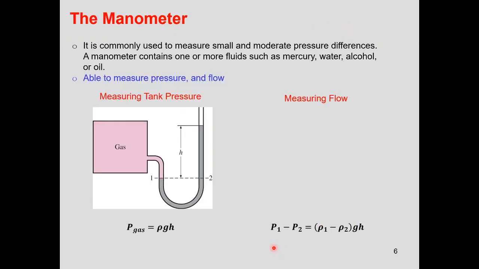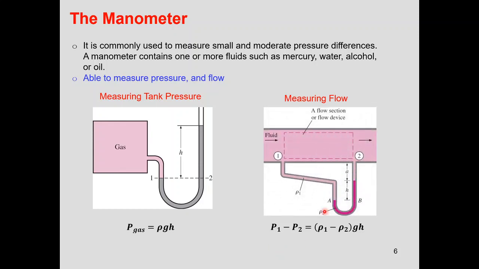Okay, we go to the second device used to determine the pressure at a location or in a flow. A manometer is commonly used to measure small and moderate pressure differences. A manometer contains one or more fluids, such as mercury, water, alcohol, or oil. It is able to measure the pressure in a tank, like the figure at the left, and it is also used to measure the flow in a pipeline, as shown in the figure at the right.